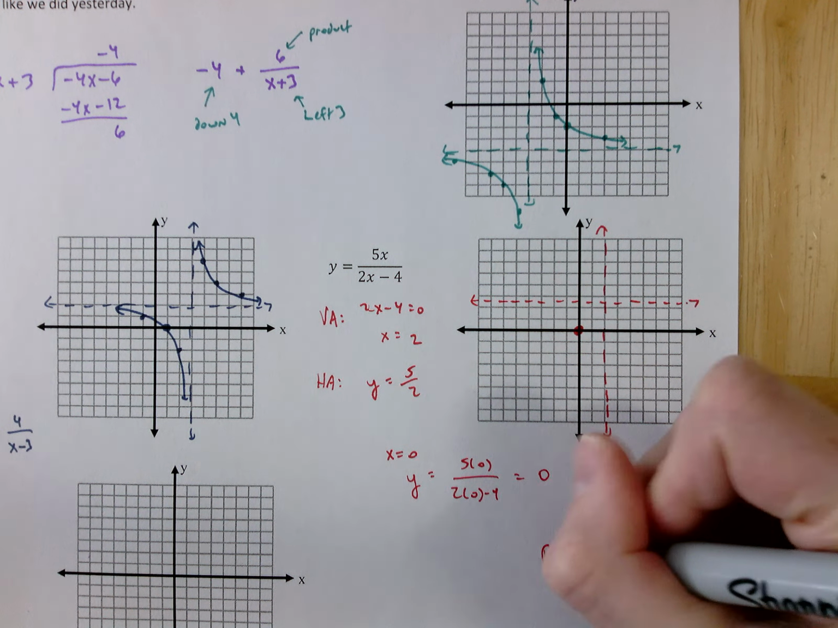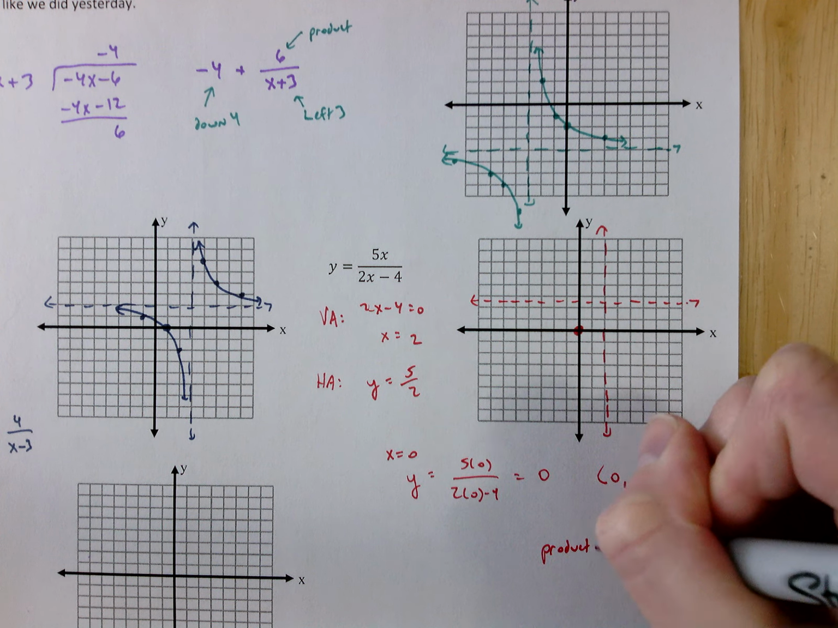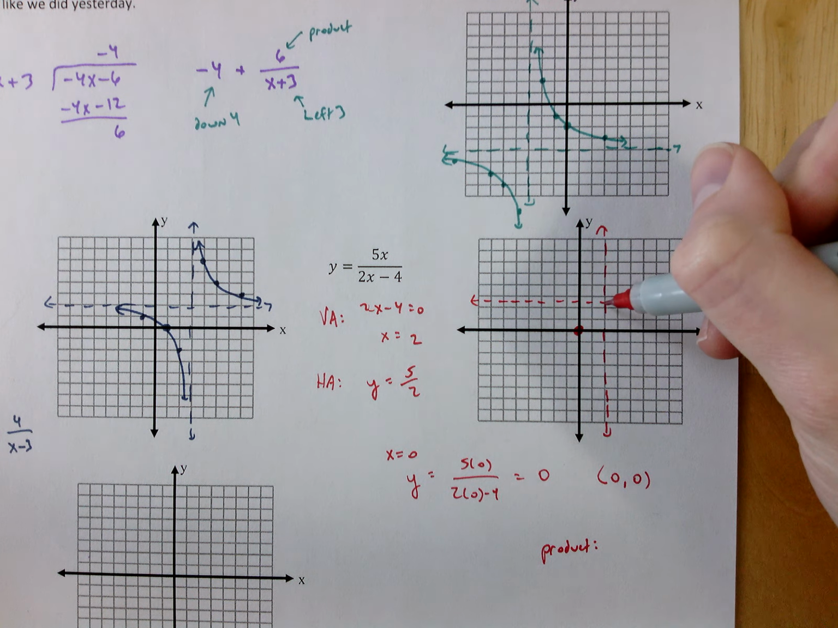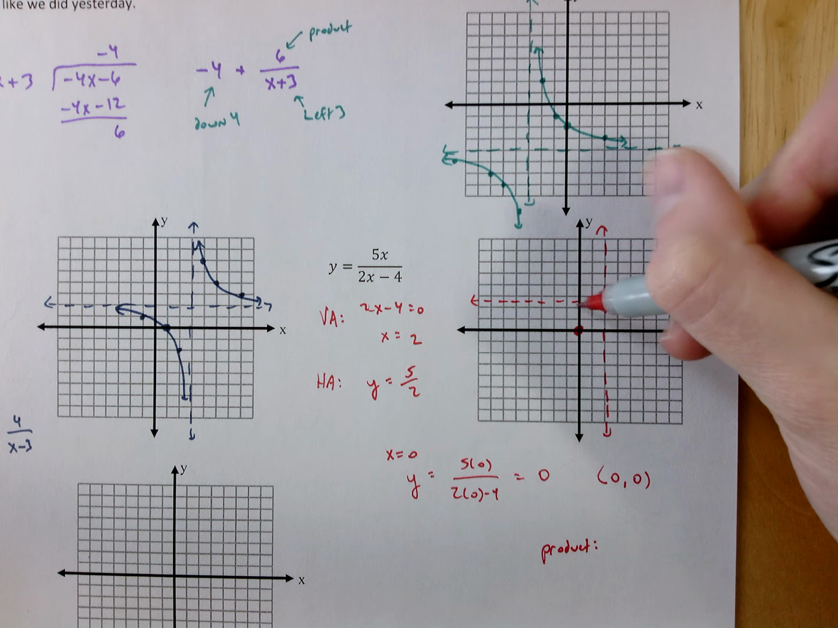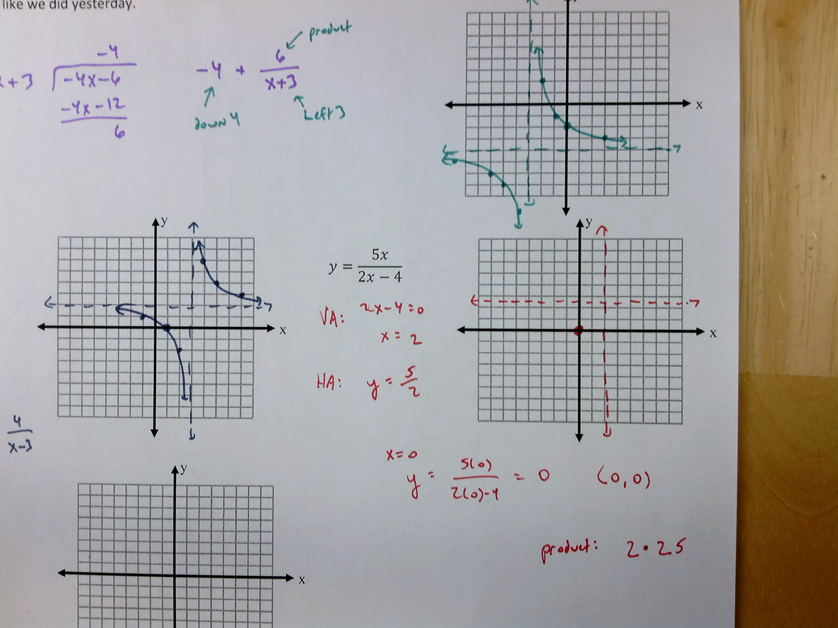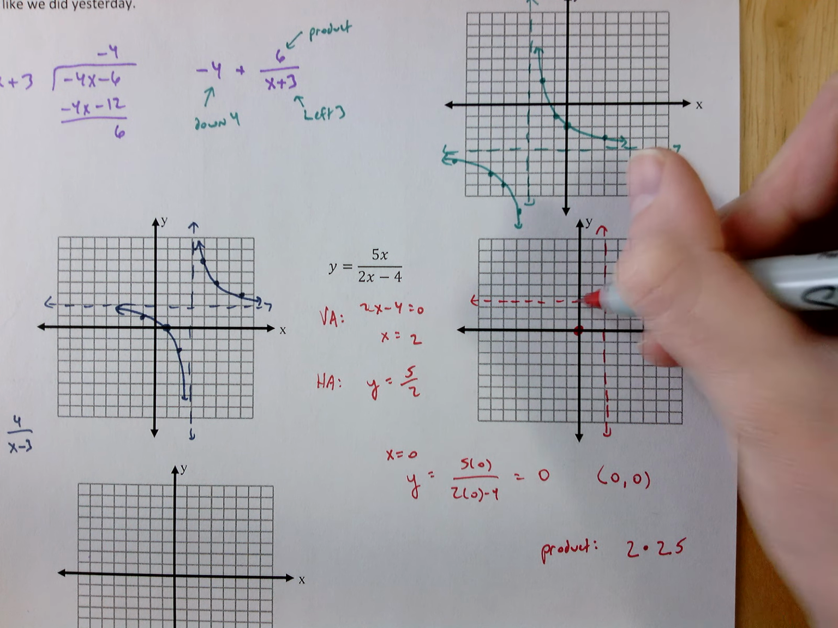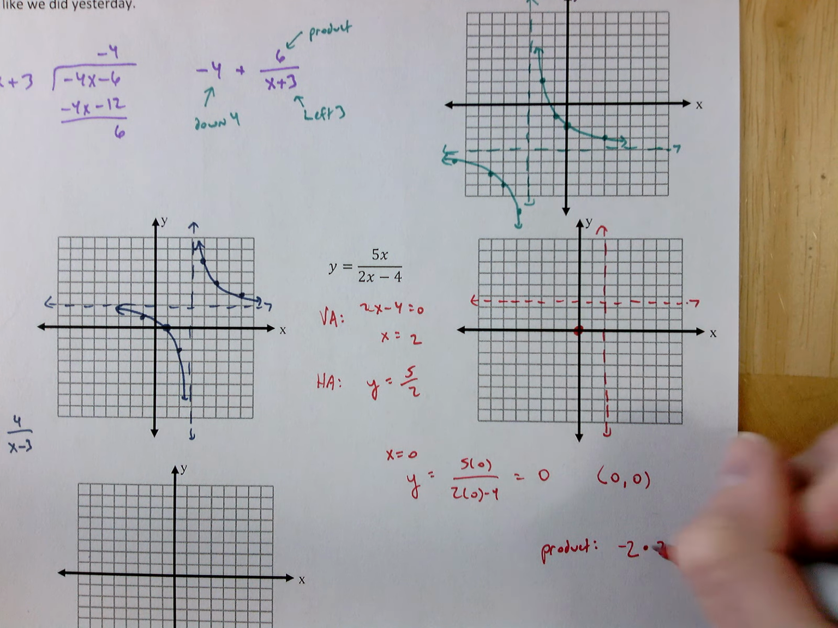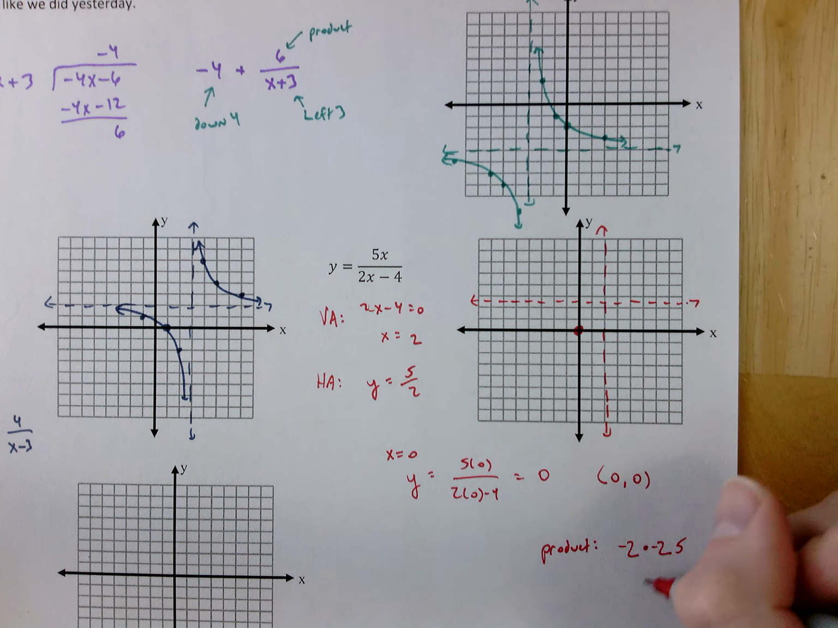Okay, so then my product, right? To figure out what my product is, I have to go from here. I'm going over 2 and then down 2.5, right? So it would be 2 times 2.5. Okay, double check your signs, right? It's a negative and a negative, technically. So that would be 5. So a product of 5.